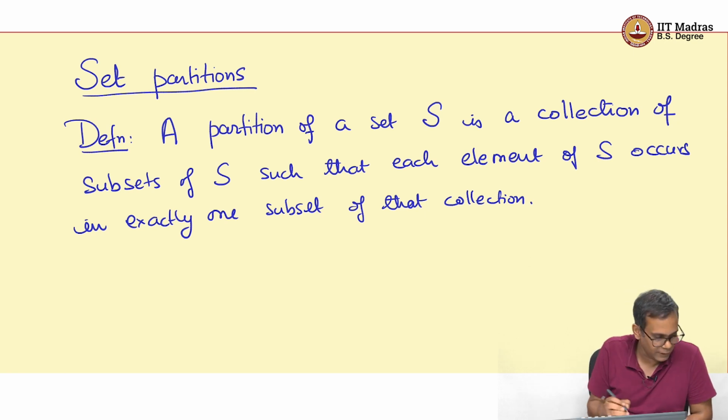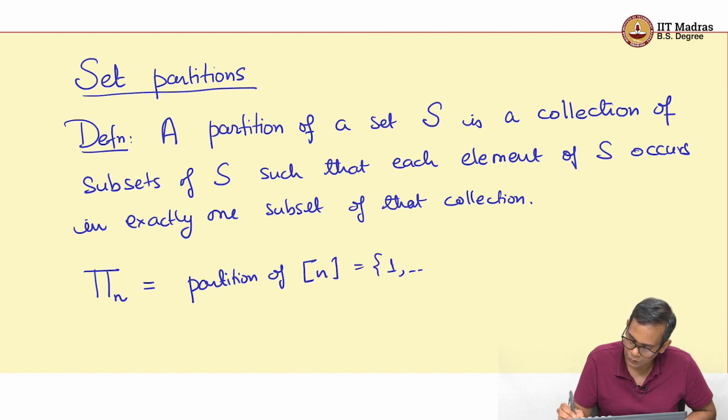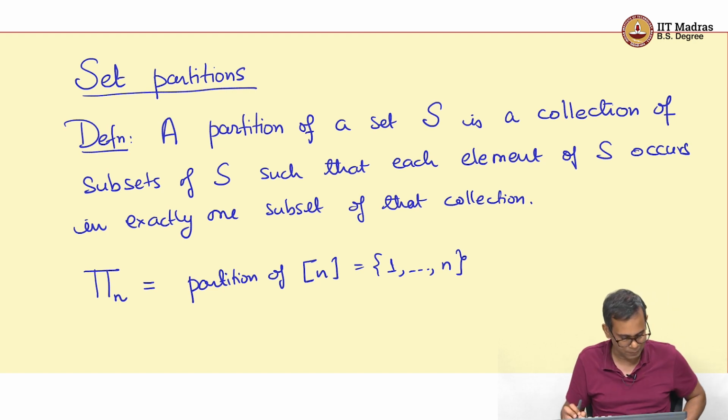Okay, I will illustrate this by examples. The example that we will be mainly interested in is what I will call uppercase Pi of n, which is the set of all partitions of the set [n]. This is the set of integers from 1 to n. Let us look at this more specifically.